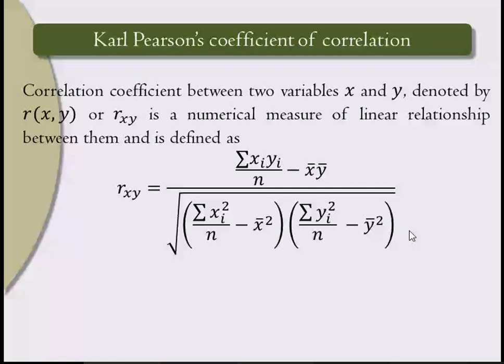If this Rxy is positive, then both x and y increase or decrease simultaneously. If Rxy is negative, then when one increases, the other will decrease, or when one decreases, the other will increase. That is opposite type of correlation. And if Rxy is equal to 0, then the two variables x and y are independent. Okay, so carefully remember this basic formula.